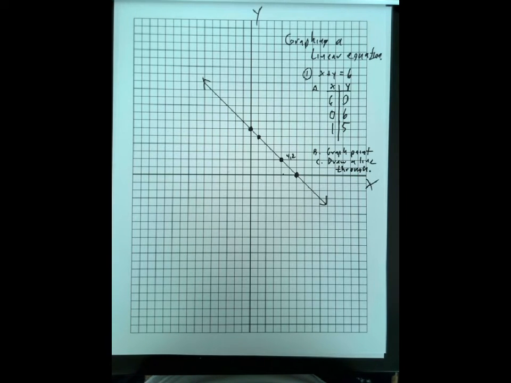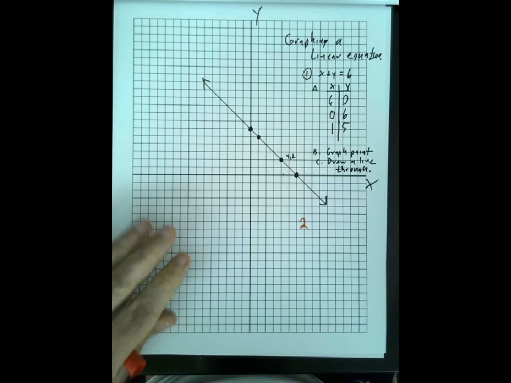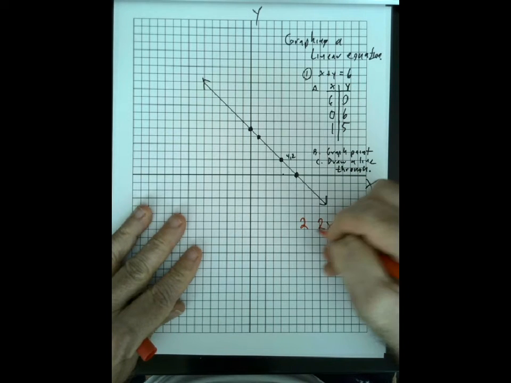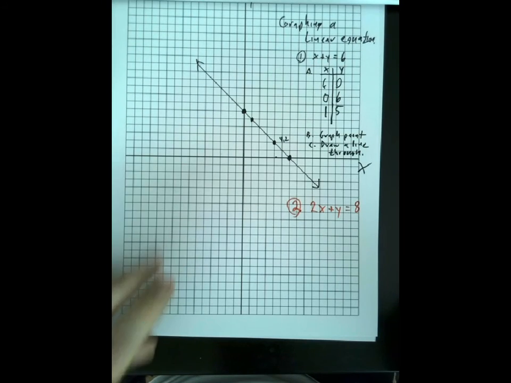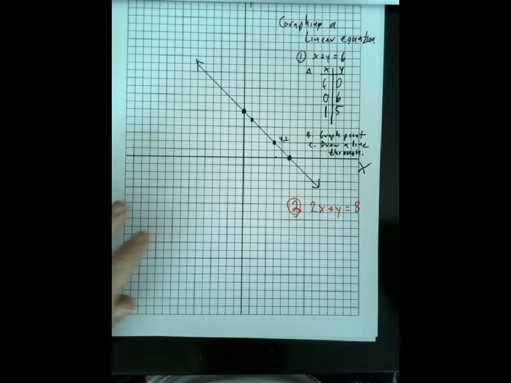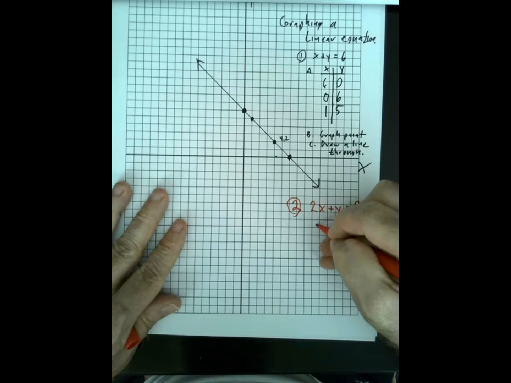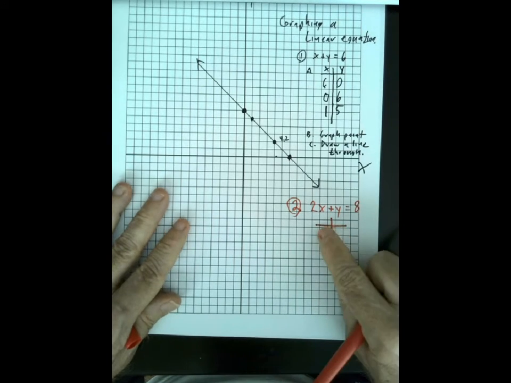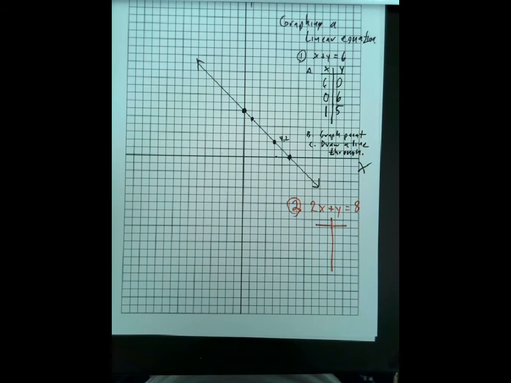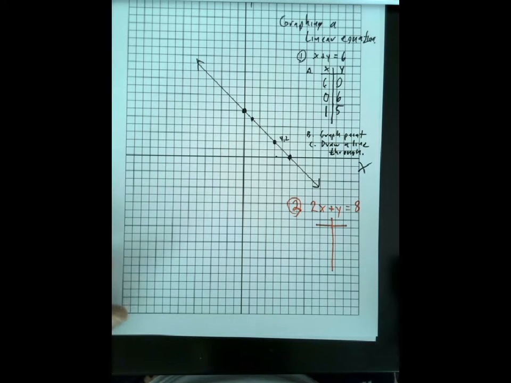Okay, so here's another one. Let's do another example. I'll use a different color here. Number 2: 2x plus y is equal to 8. Now what you've got to do is, I'm trying to make these not too difficult to work out in your head. I'm going to write these out in a slightly different format for the third one.